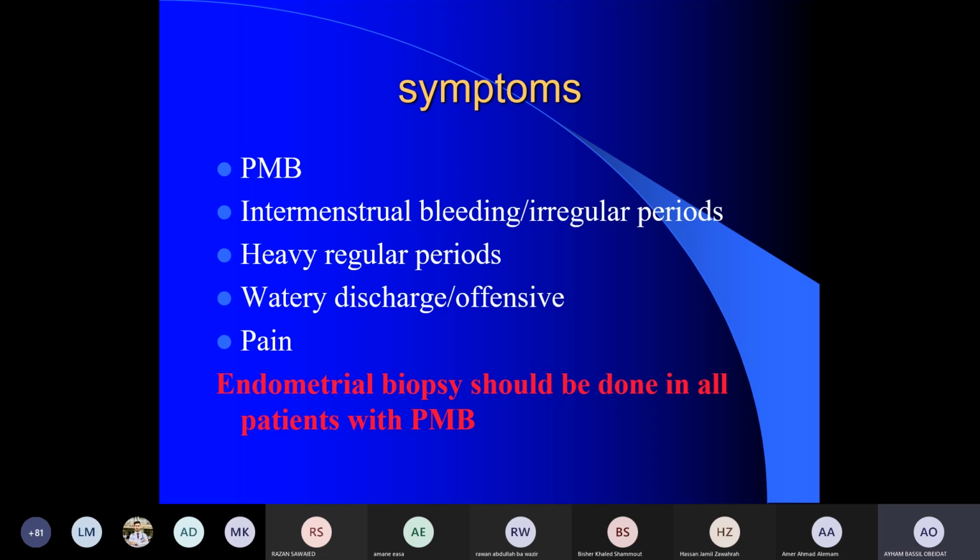Again, what other symptoms? It might be irregular periods or heavy periods. Sometimes they have bloody or offensive vaginal discharge. Pain is not a typical symptom for endometrial cancer. Pain is usually a late symptom. By the time the patient develops pain due to endometrial cancer, it's usually advanced stage.